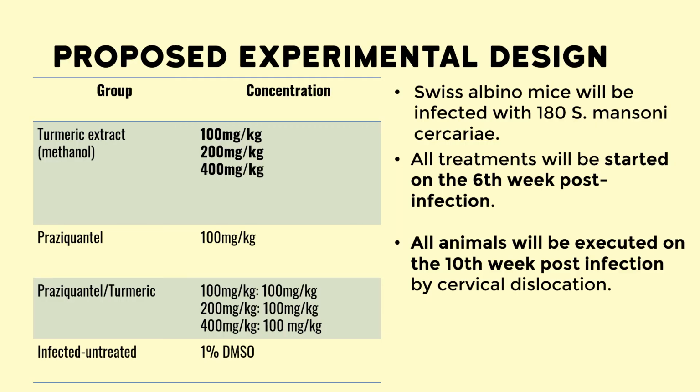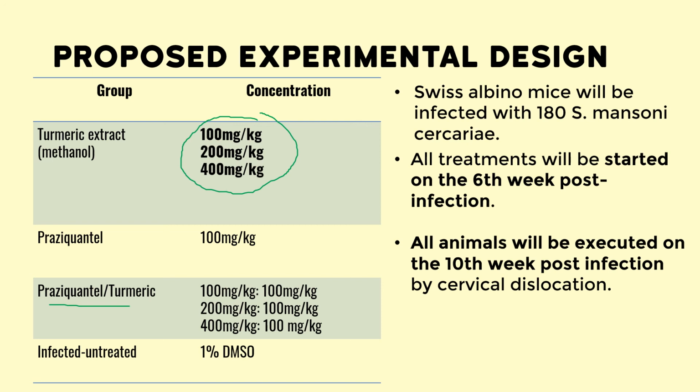So here's my proposed experimental design. You can see here different concentrations of turmeric methanolic extract. This is to determine which concentration will exhibit the highest activity and to determine if it follows a dose-dependent pattern. Also, the combined therapy is to determine the synergistic effect of praziquantel and turmeric.